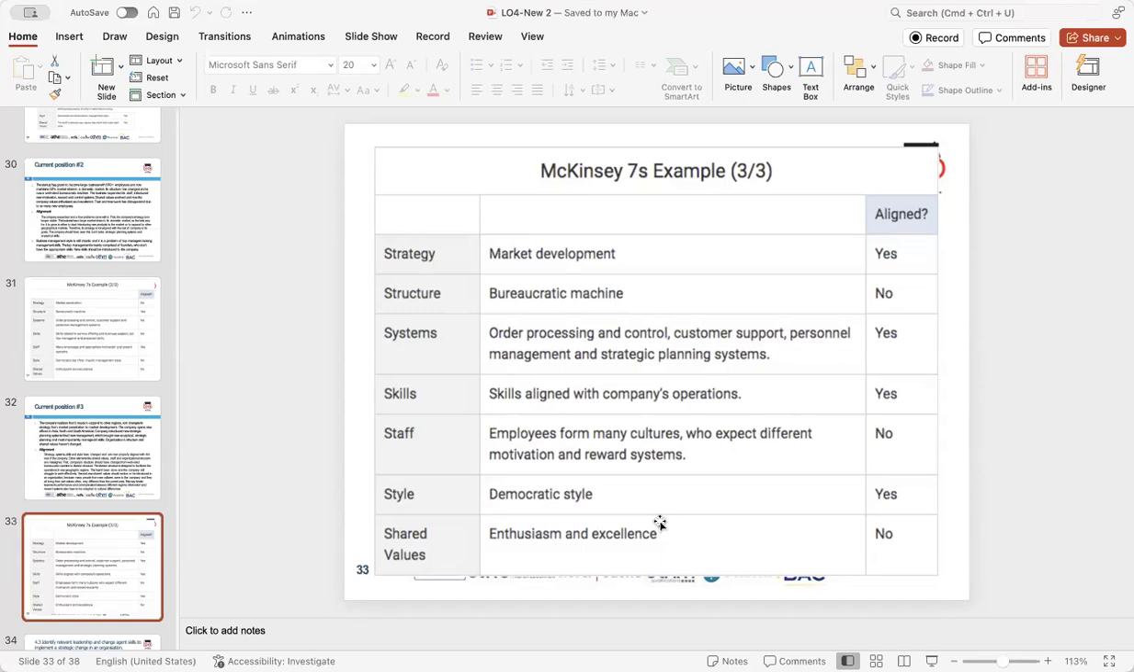Then staff: diverse cultural backgrounds of employees introduce challenges. The existing motivation and reward system may not be clear to the different cultural expectations, leading to misalignments. Then style: the democratic management style is consistent with the company's approach and is well suited for its organizational culture. And finally, shared values, enthusiasm and excellence. The values of enthusiasm and excellence are upheld, but they may not be sufficient to address the various cultural values introduced by new employees.